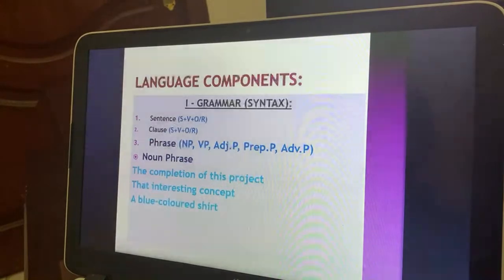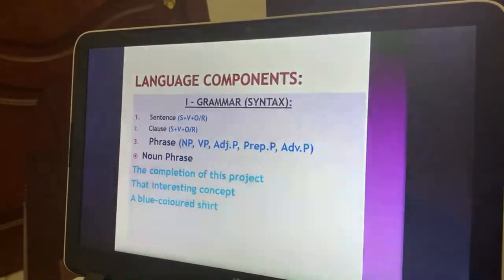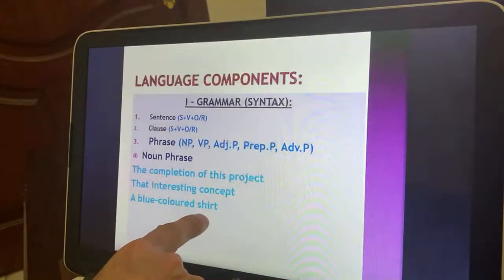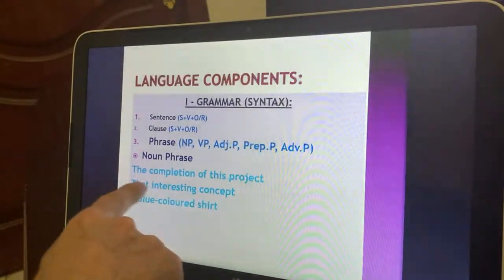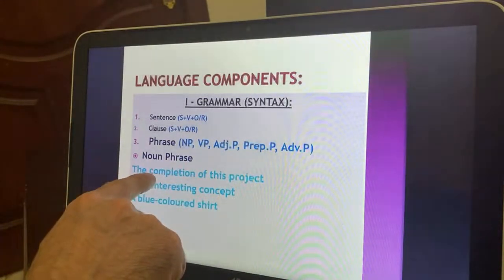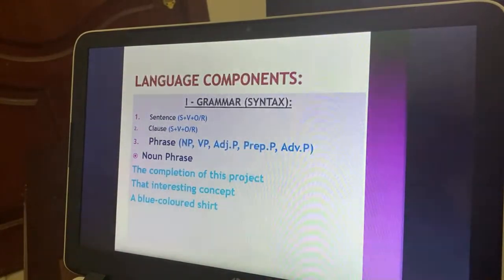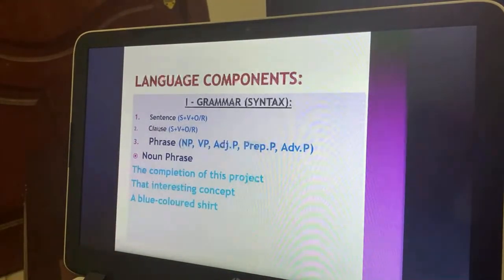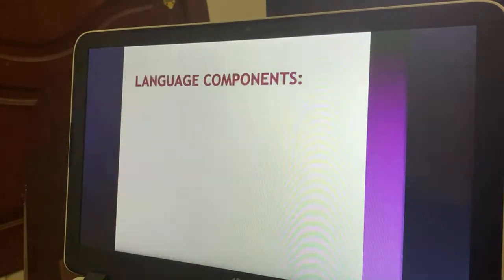We move on to the next one, which is another noun phrase here. And this noun phrase is a blue-colored shirt. This is a blue-colored shirt, which means it's a noun phrase. You have blue and colored and shirt. Shirt is the main noun and the rest is following it. Whereas with this one, the completion is the main noun and that's being followed. So a blue-colored shirt will be a shirt that is made of blue. And these are the three noun phrases that we have covered.